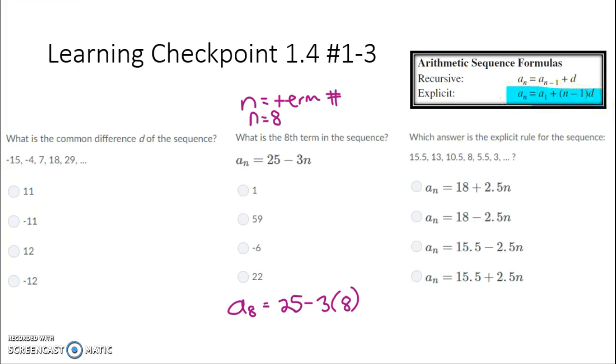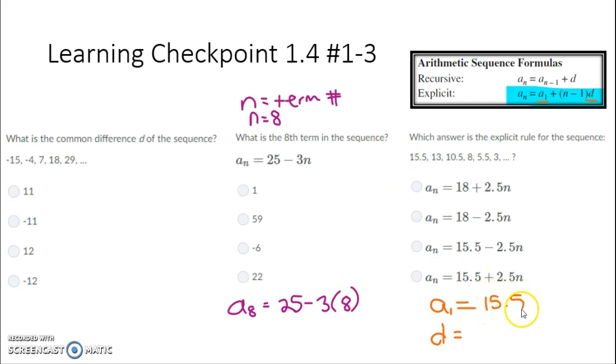a sub n equals a sub 1 plus n minus 1 times d. Now the two pieces of that formula that we need to fill in are a sub 1 and d. We need to go find those two things. So a sub 1 is going to be the first term that you see, and then d is going to be the common difference, or the number that you are subtracting as you move down the list. So let's take a look at what we've got. The first term is literally just going to be the very first number that you see in the list. So the very first number that I see in this list is 15.5.